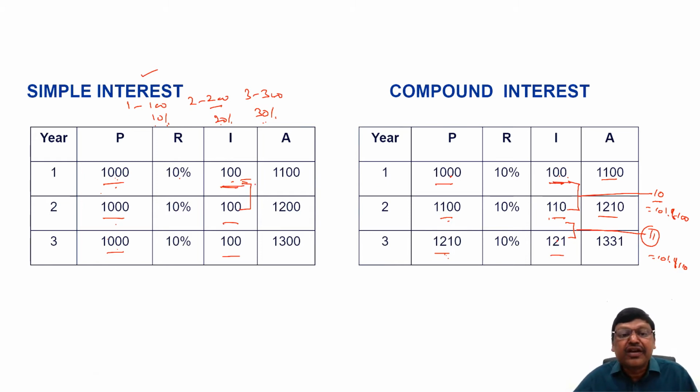So now for 1 year there is no difference. You can see 100 here, 100 here, there is no difference. For 2 years it is 200, but it is 210, meaning there is a difference of 10 rupees, which is nothing but 10% of the first year's interest. So we can say the difference between compound interest and simple interest for 2 years is nothing but interest on the first year's interest.